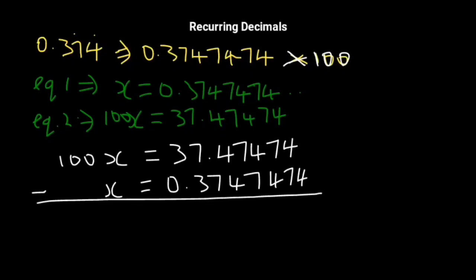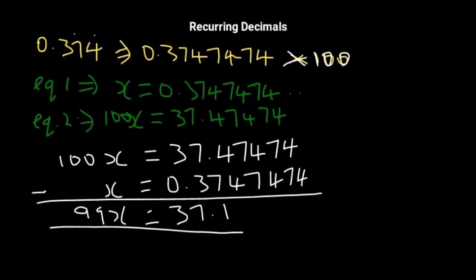So subtracting our 100x minus x, we have 99x remaining. And then subtracting 37.47474 from 0.374747, we'll have our answer as 37.1. So now obviously we need to find our value for x. So let's make x the subject of the formula.